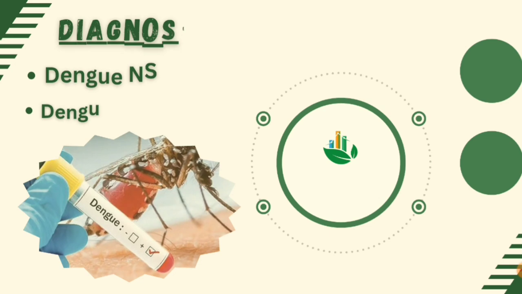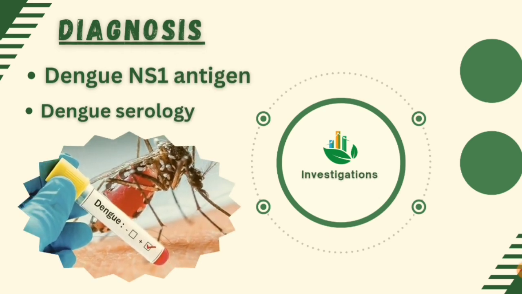Now let's discuss the diagnosis of dengue fever. Basically, the diagnosis is made by dengue NS1 antigen, which is performed in 1 to 3 days of illness. And after that, dengue serology is performed, anti-dengue IgM. By day 4 of infection, it can come out to be positive.